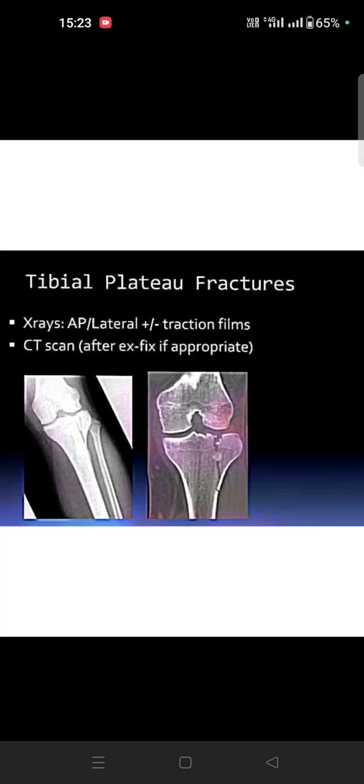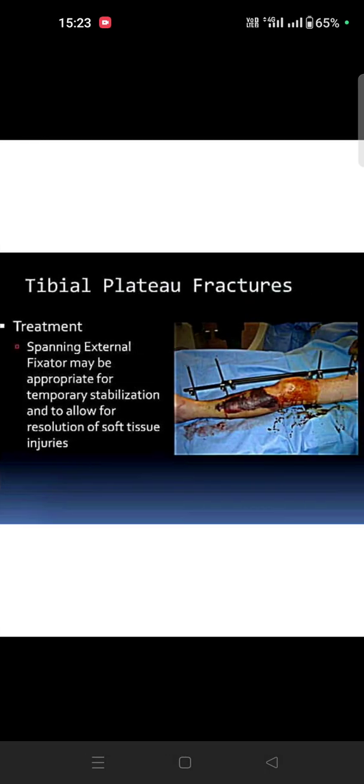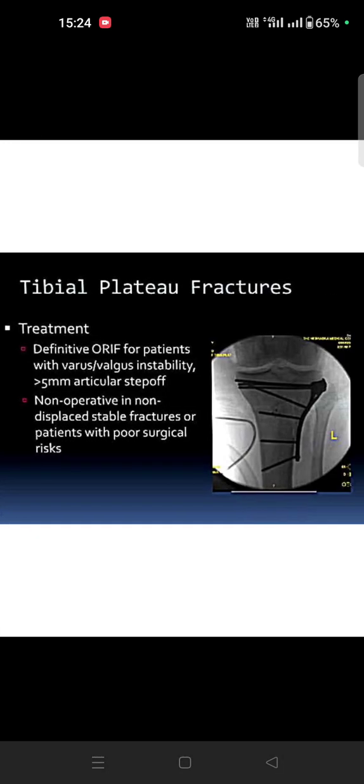Tibial plateau fracture means X-ray, lateral traction film, and CT scan they will do. So for tibial plateau they will keep open reduction. Appropriate temporary stabilization allows the resolution of the soft tissue injuries. So tibial plateau fractures are treated with ORIF, the open reduction treatment.